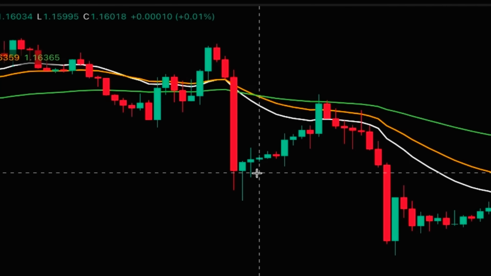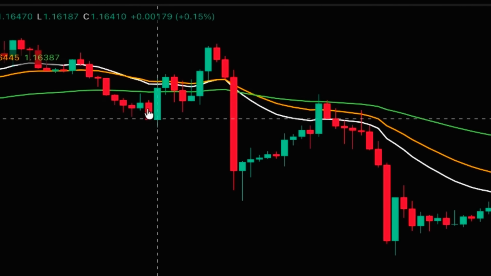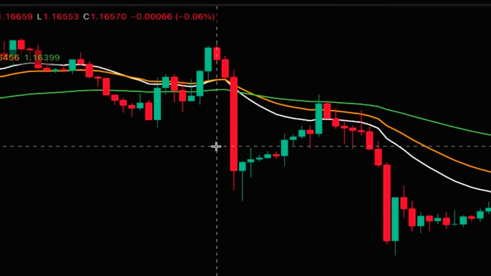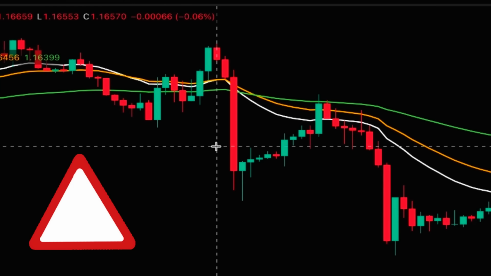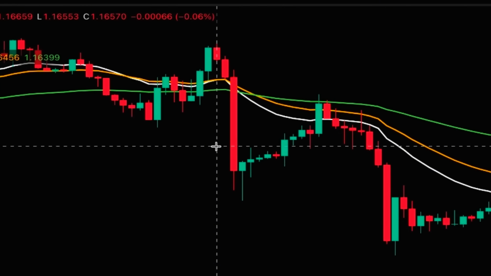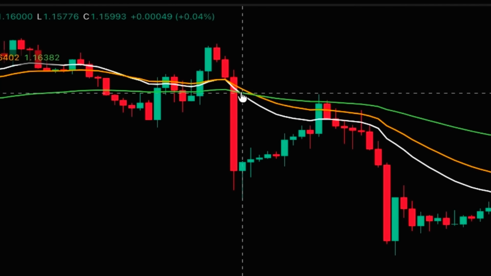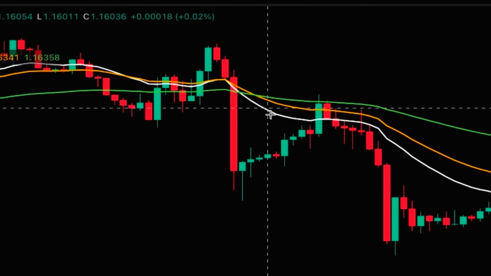So here you can see that the price crossed below the green line and went below the green line. This is an initial signal that probably a reversal is happening in the market, but this is not enough and we definitely need more confirmation to decrease our risk. In the next step, we want both of the orange line and white line also below the green line.